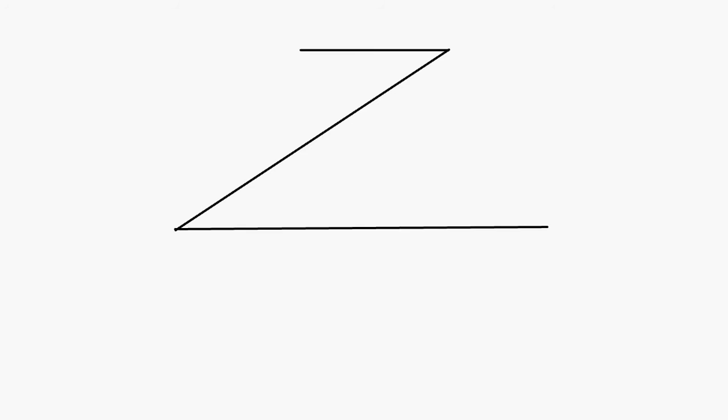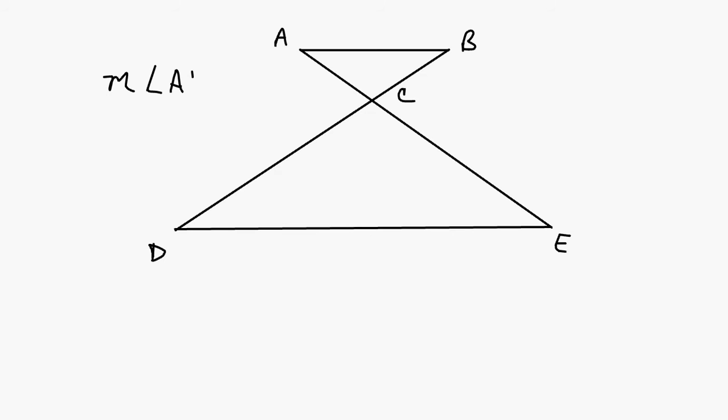Alright, so let's take a look at a couple of examples. Let's say you're asked to find the measure of angle ACB. And you're given this information. Angle ACB, right up here, isn't it?